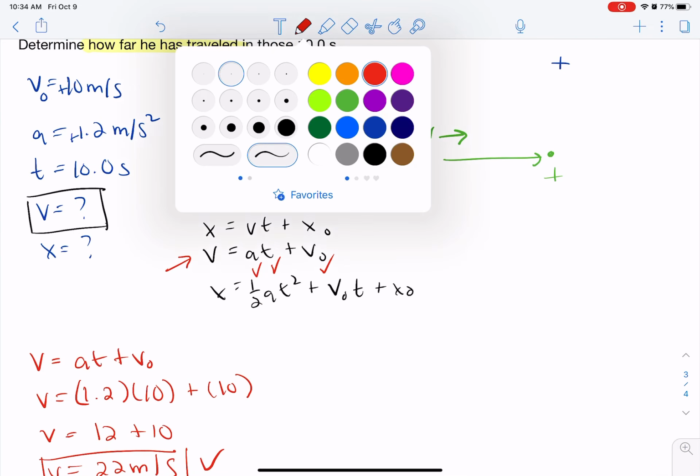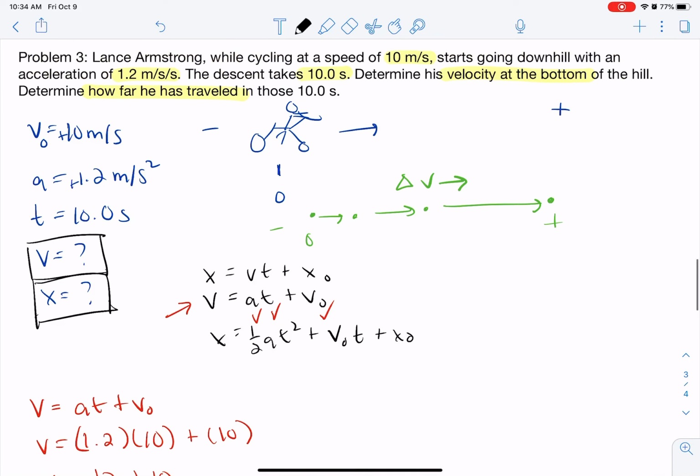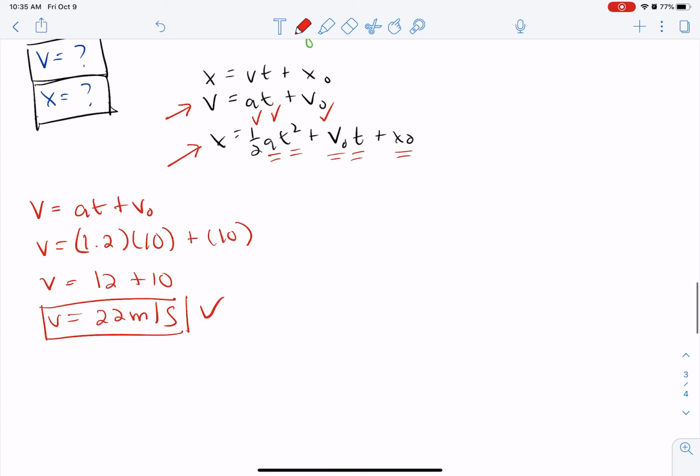Okay, now what equation should we use to find the distance traveled, or the final position? When I say distance traveled, I often just solve for final position, because if you make your starting position 0, your final position will be equal to the distance traveled. So which equation should we use here? I think we should use this one. We have acceleration, we have time, we have initial velocity, and we have our starting point. So let's do it.